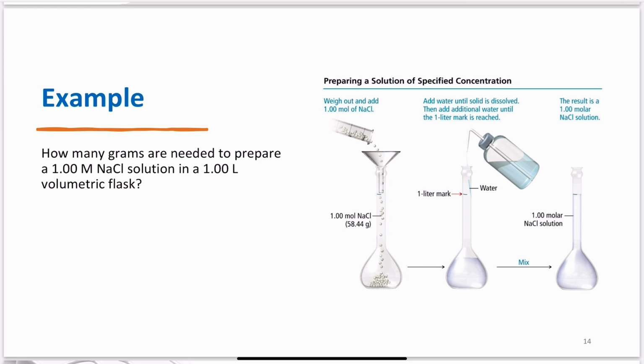I need to know how many grams. So what I'm trying to find here is how many grams, okay? I know that I need a 1 molar sodium chloride solution, and I know that I have a 1 liter volumetric flask. So write down what I want to know first. I want to know number of grams of NaCl.